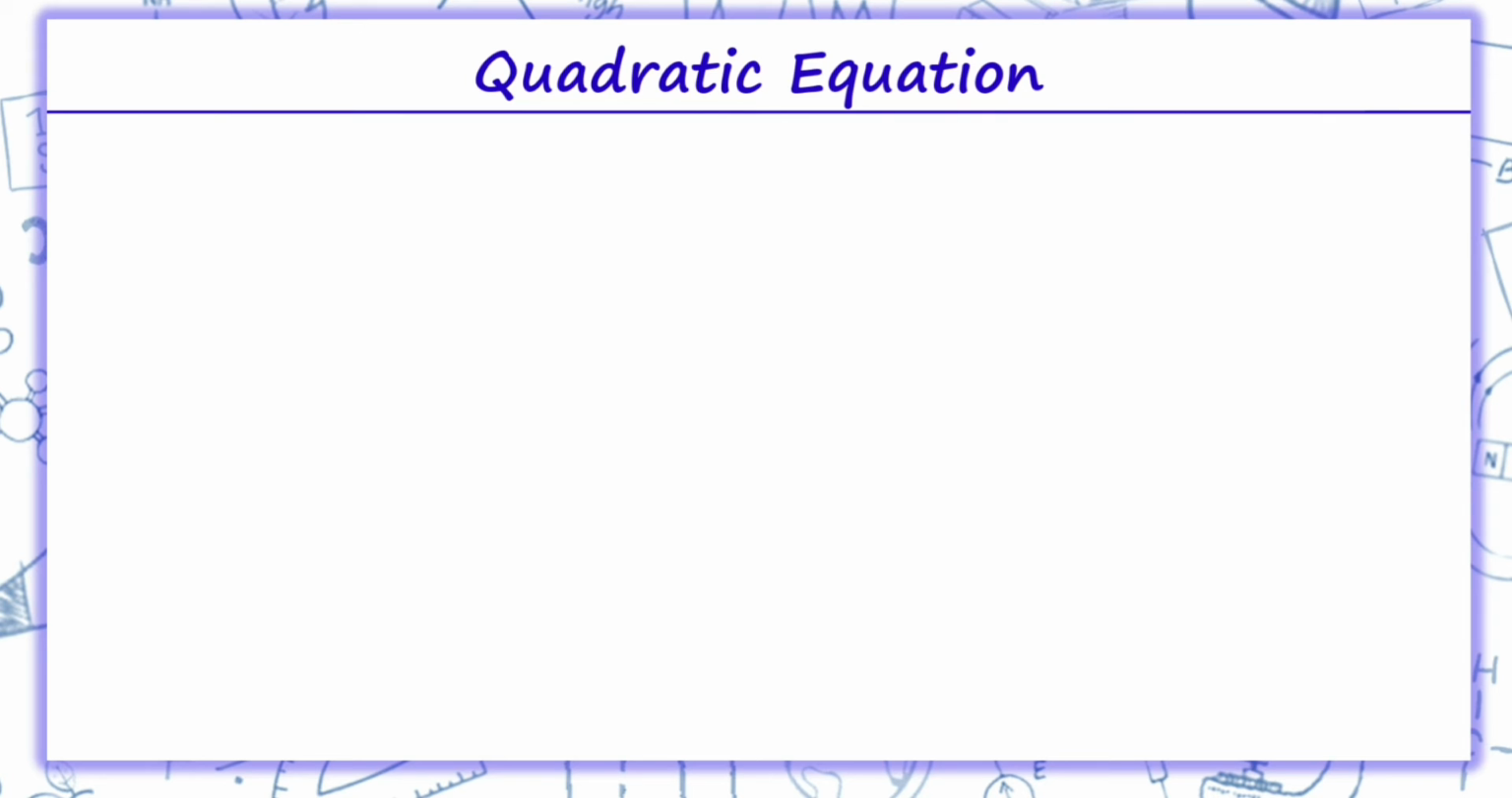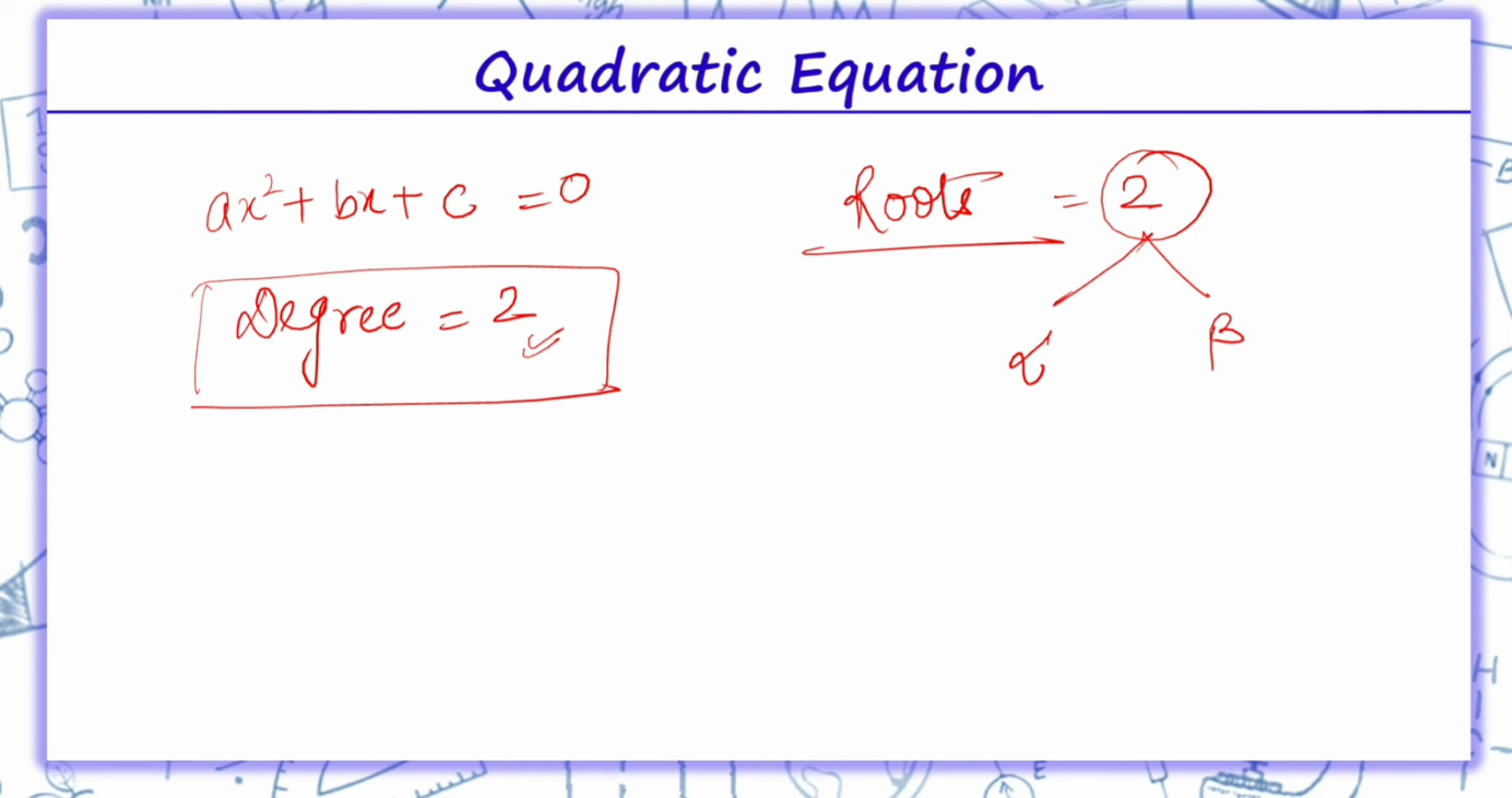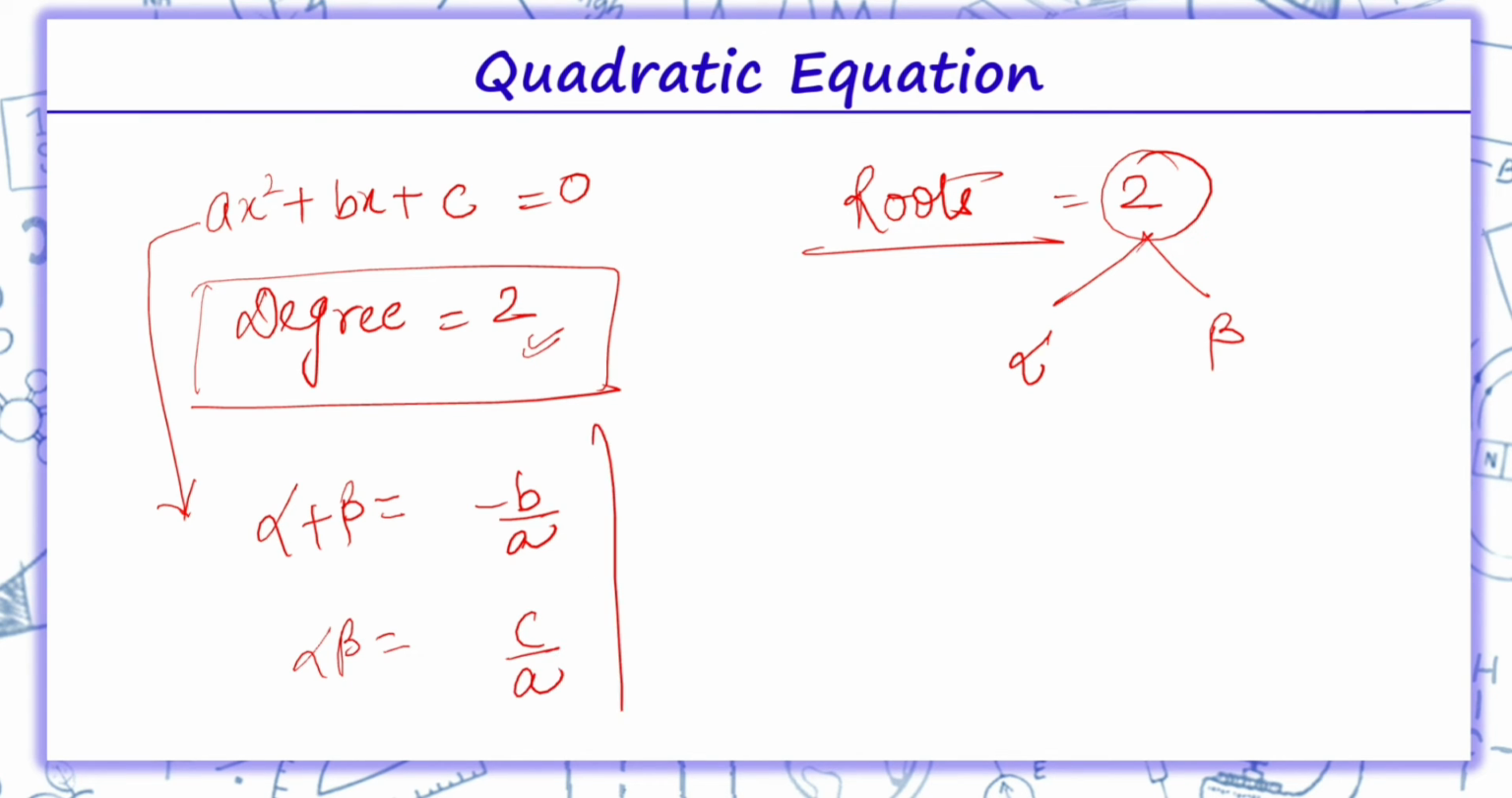Now, coming on to what is basically a quadratic equation. The general form of quadratic equation is ax square plus bx plus c. The degree of a quadratic equation is always 2. Since the degree is 2, its roots are also 2, and generally those 2 roots are represented by alpha and beta, which we have already studied in our 10th standard. The sum of roots alpha plus beta is given by minus b by a. Alpha into beta is given by c by a.